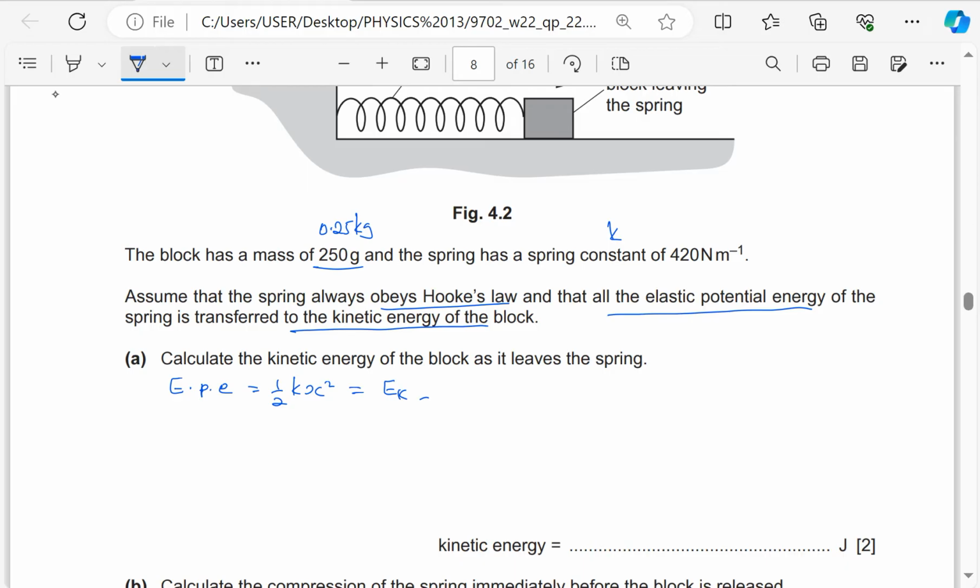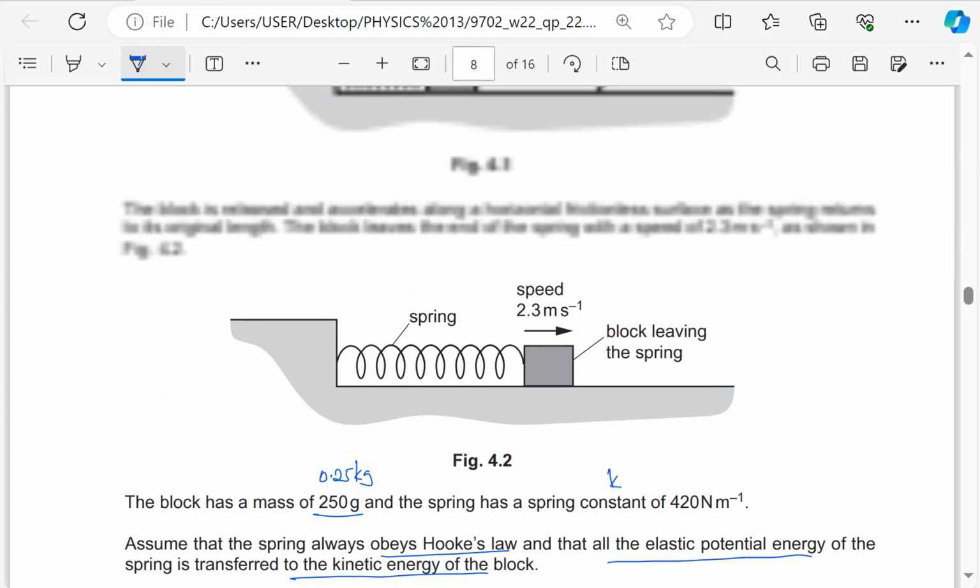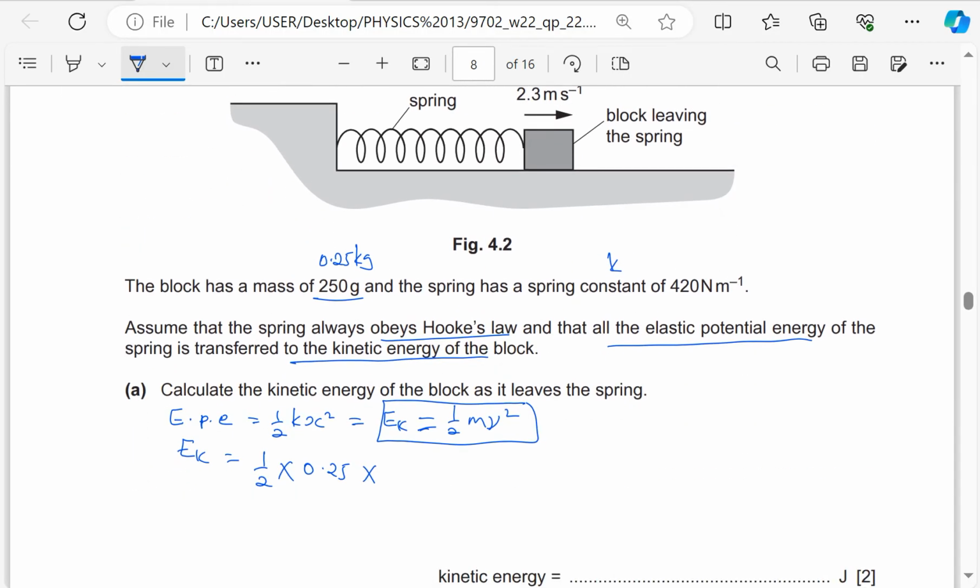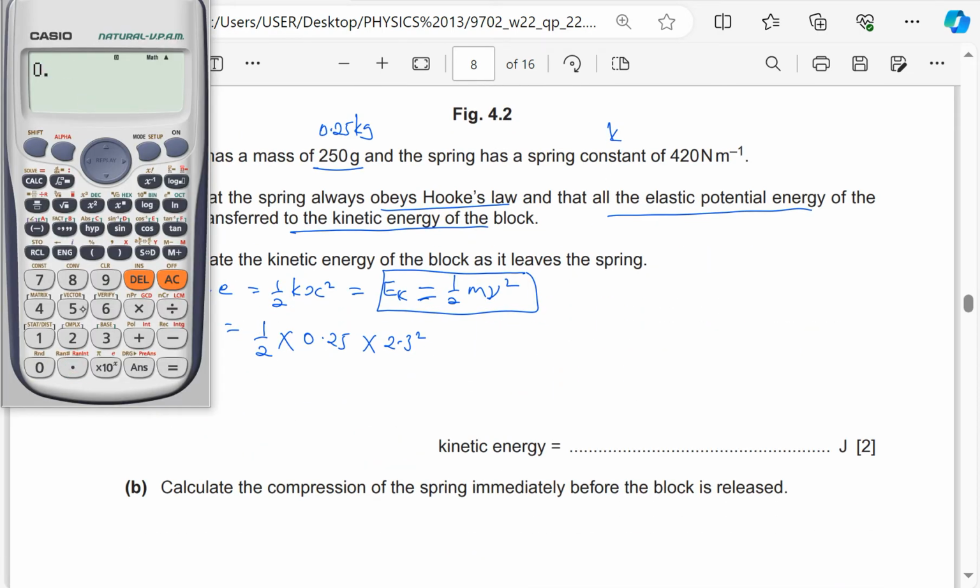So I would simply say the kinetic energy. Since I have the speed, this is also going to be a half m v squared. I will first take this part here. So kinetic energy will be a half times the mass, which is 0.25, times the speed. The block leaves with a speed of 2.3, so I'll say times 2.3 squared. So 0.5 times 0.25 times 2.3 squared. So this is 0.66.